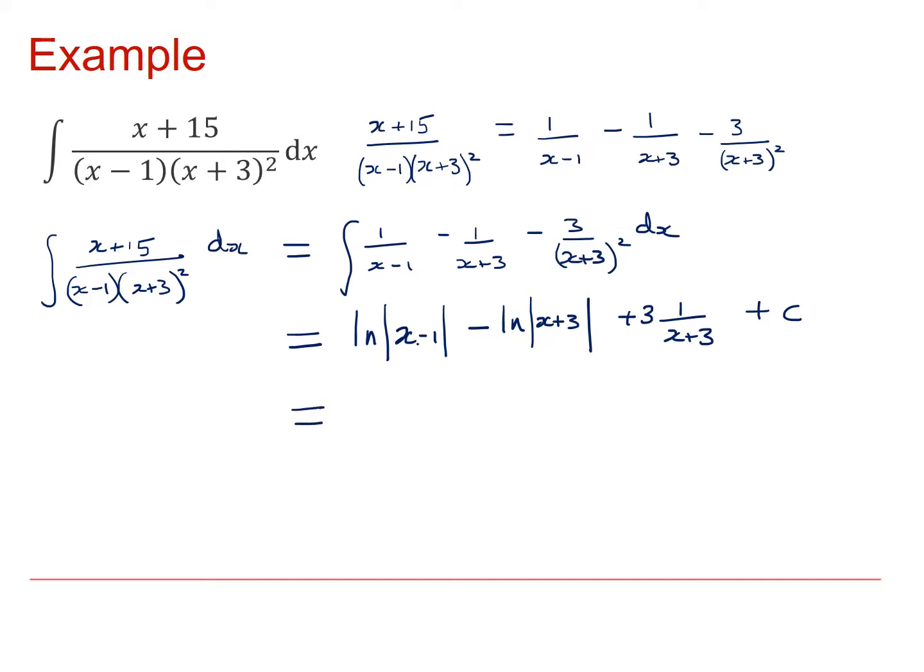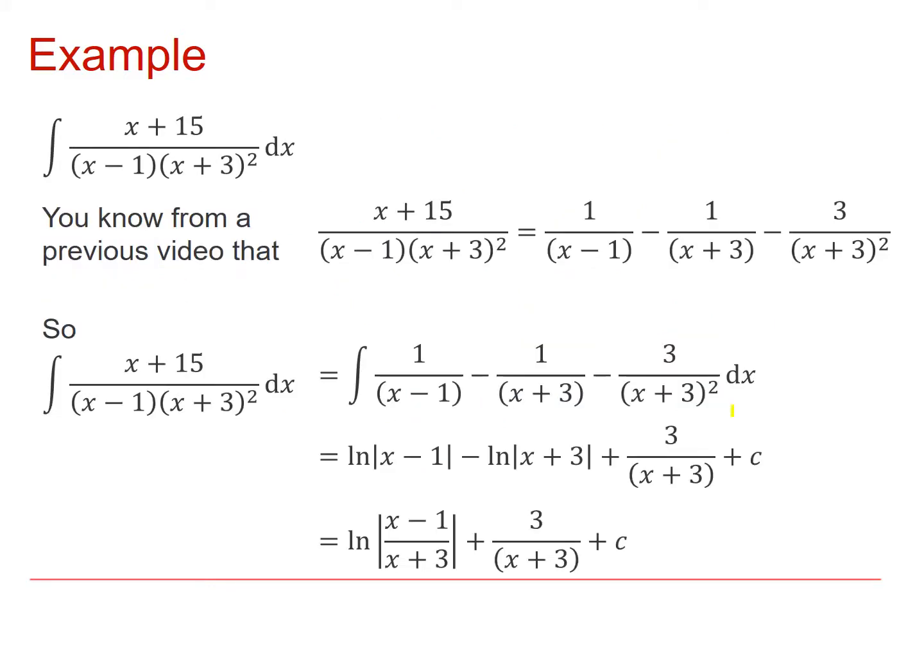Now I can combine these logs. I've got the log of x minus 1 take away the log of x plus 3, so that's the same as a division. So that's the log of x minus 1 over x plus 3. And then I've got plus 3 over x plus 3 plus c. Okay. That's the working tidied up so you can read it a little bit more easily. There's my partial fractions from the previous video. Here it is as an integral, and there it is integrated through, and then combining the logs leads me to the final result.